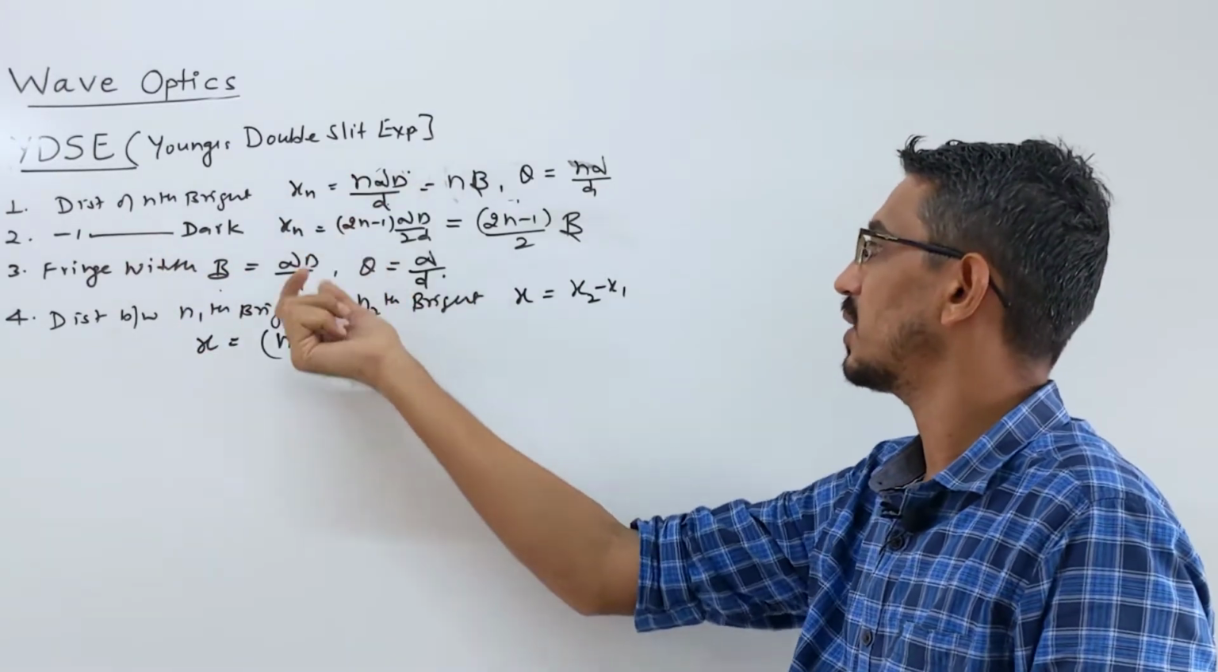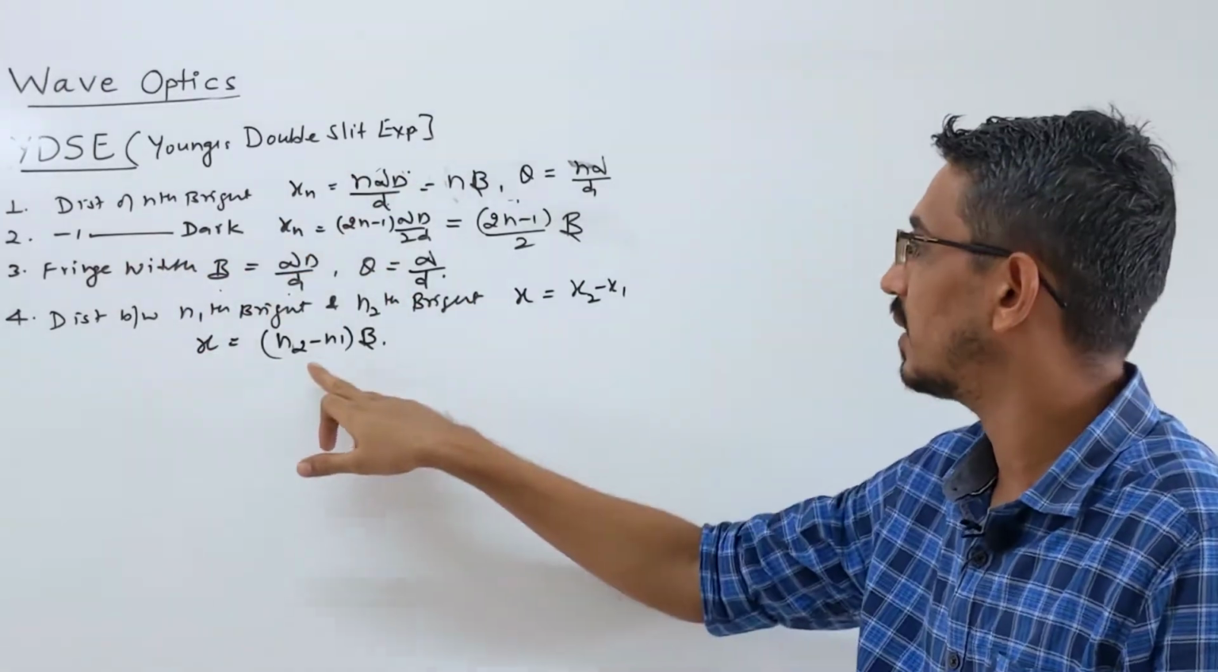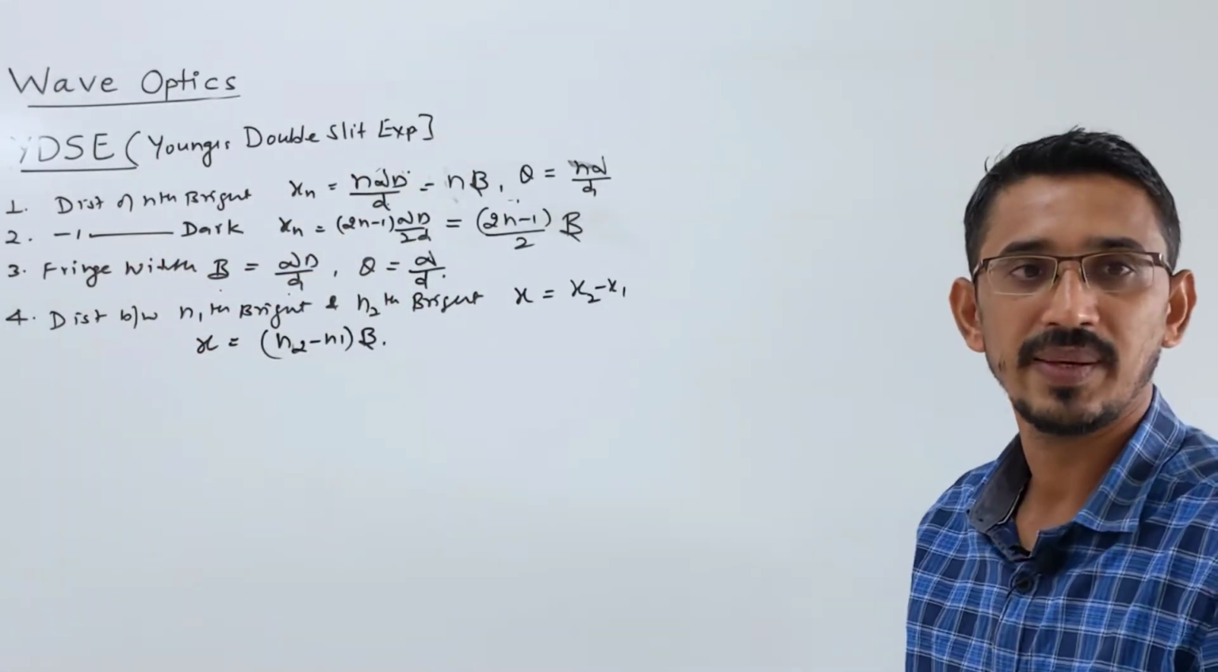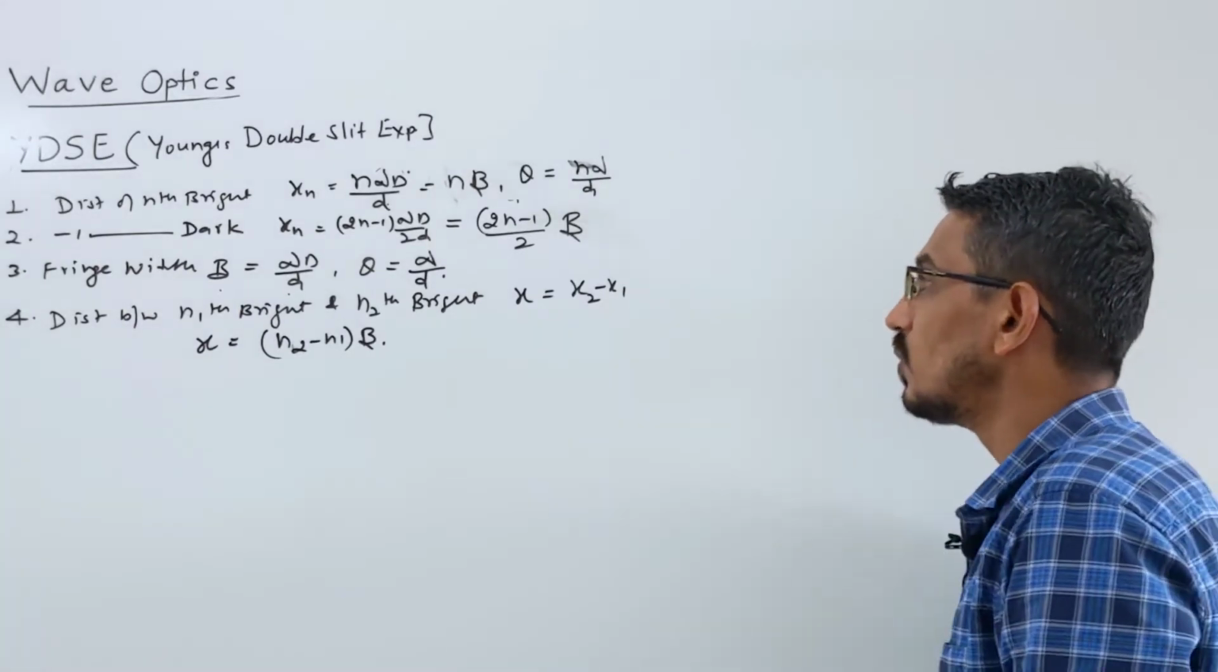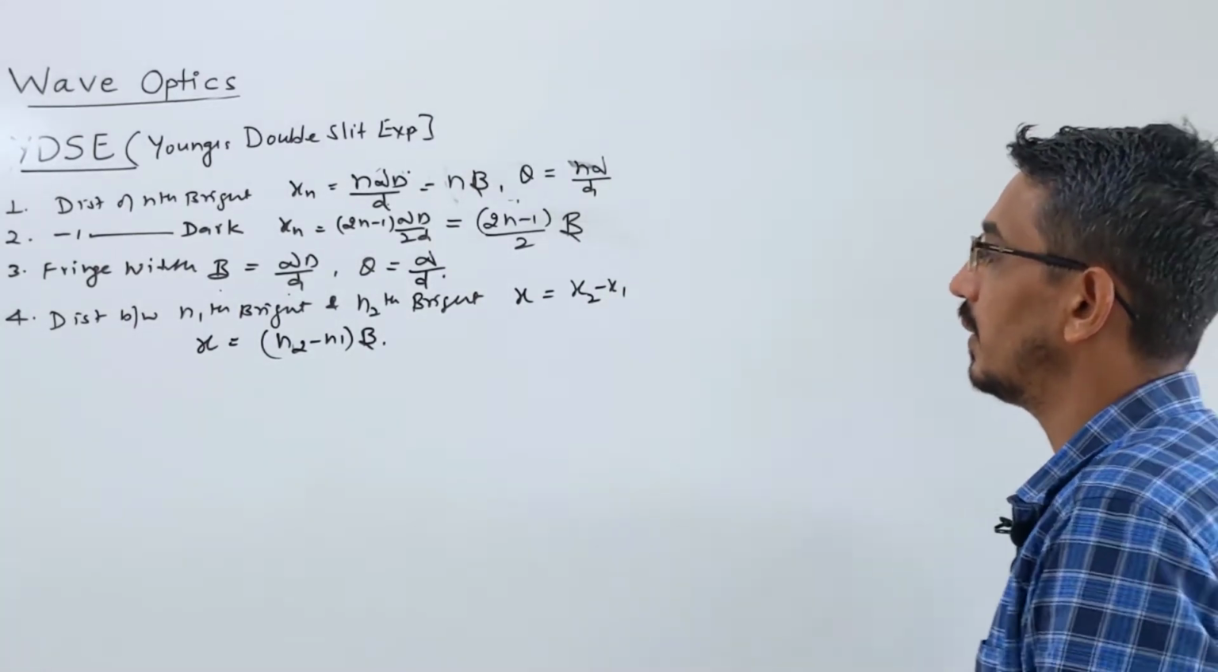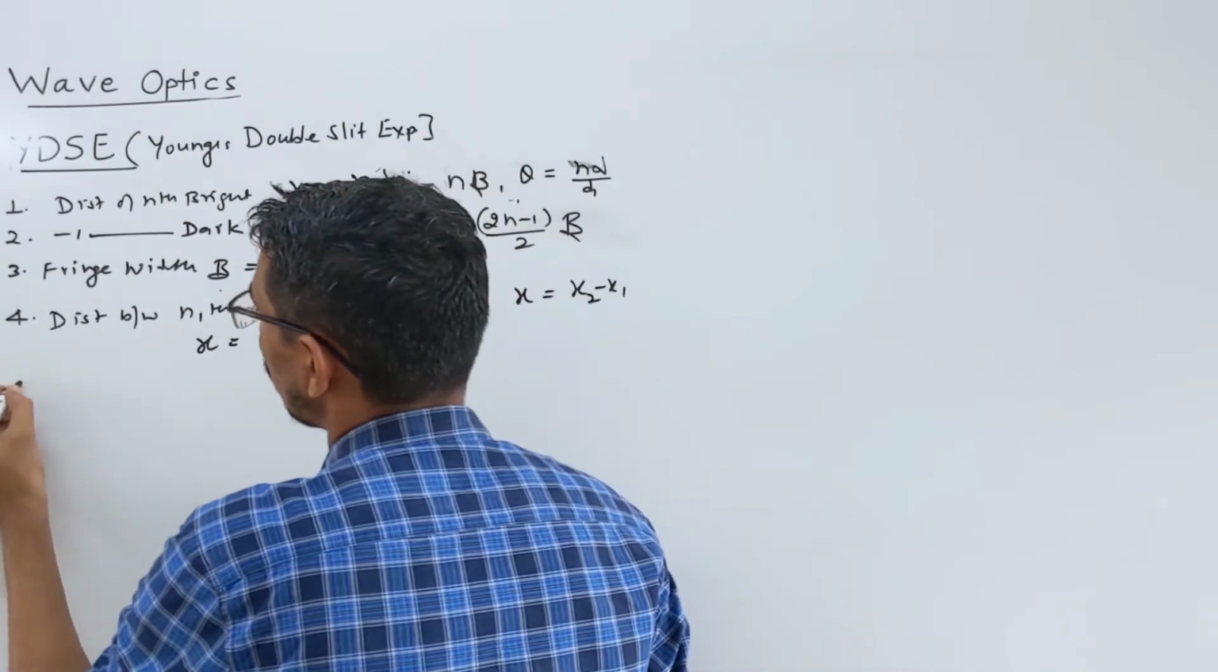So lambda D by d is common. That's called your fringe width. So you can write in terms of fringe width that way. Clear? Yes. Okay. Now some more questions, small questions about this.